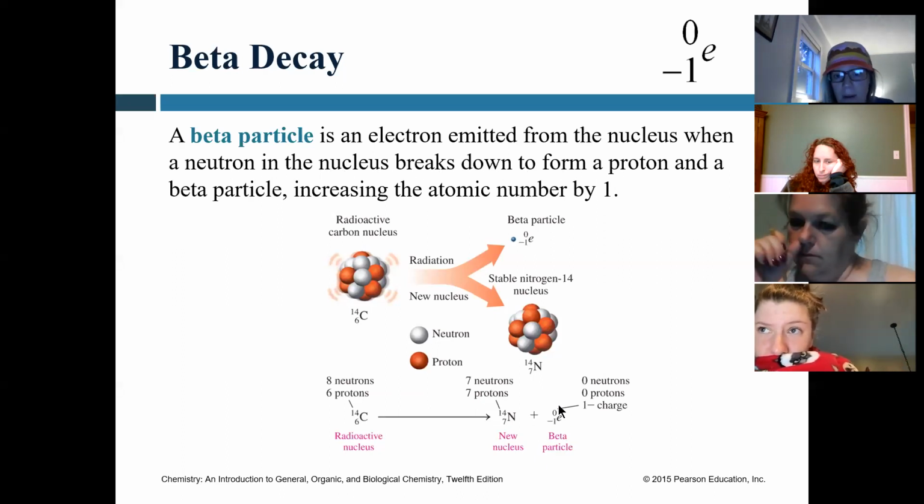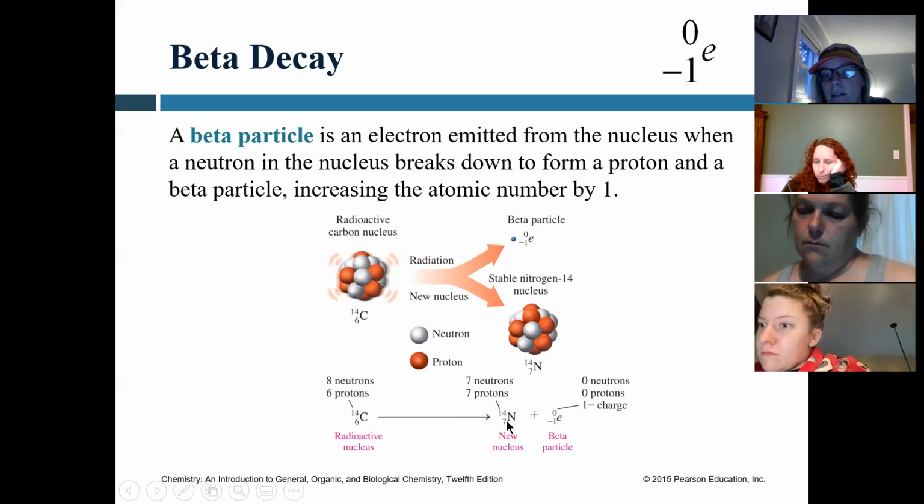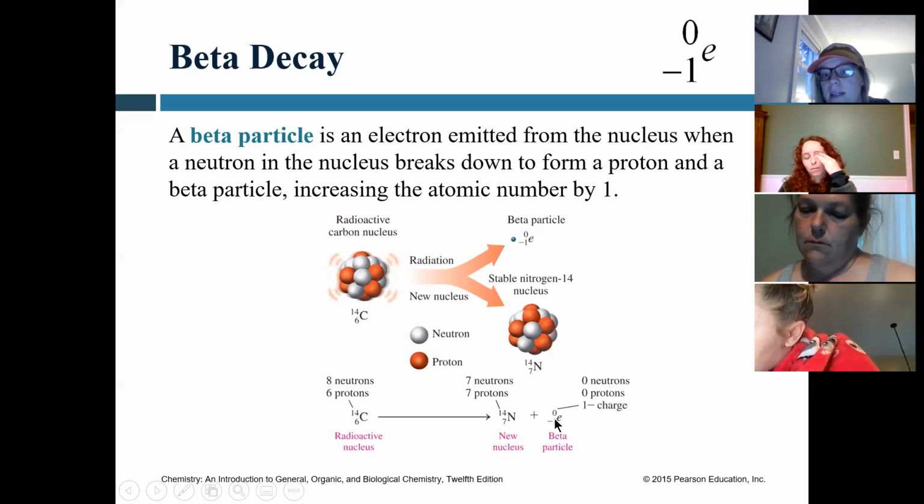The same thing holds true if you don't want to remember that it increases by 1. If you know what a beta particle is, just make sure that the things on the top add up and the things on the bottom add up. So I've got 14 here. If I've got 14 here, the two tops need to be 14. So this is 14 and this is 0, for a total of 14. The bottom here is 6. Over here, this is a minus 1, so this needs to be a 7 to counteract the minus 1 and get me back to 6.